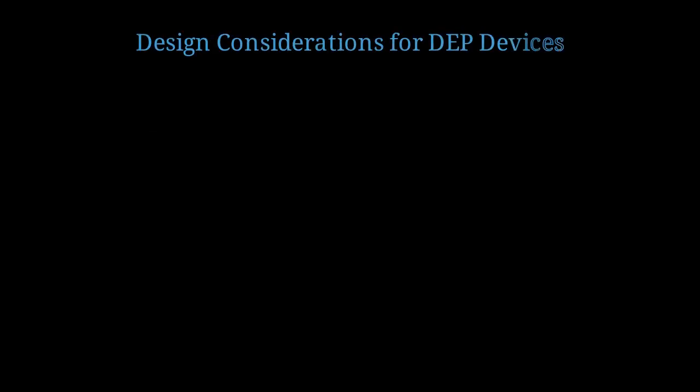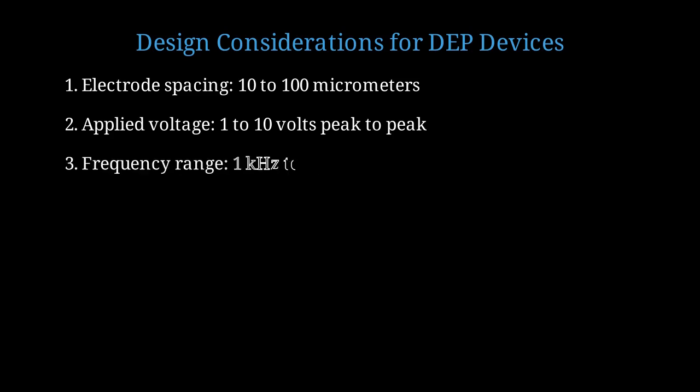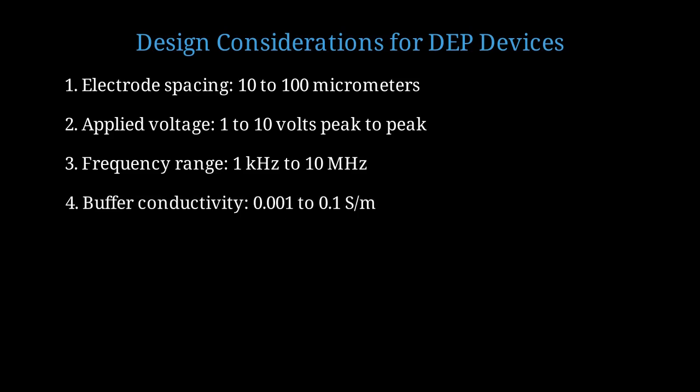Let me share some practical design considerations when building DEP microfluidic devices. First, electrode spacing should typically be 10 to 100 micrometers. Smaller gaps give stronger fields, but are harder to fabricate. Second, applied voltages are usually 1 to 10 volts peak to peak. Higher voltages risk electrolysis and bubble formation. Third, frequency range is typically 1 kHz to 10 MHz, chosen based on your particle crossover frequency. Fourth, buffer conductivity should be between 0.001 and 0.1 Siemens per meter. Too high causes excessive heating, too low reduces particle viability.